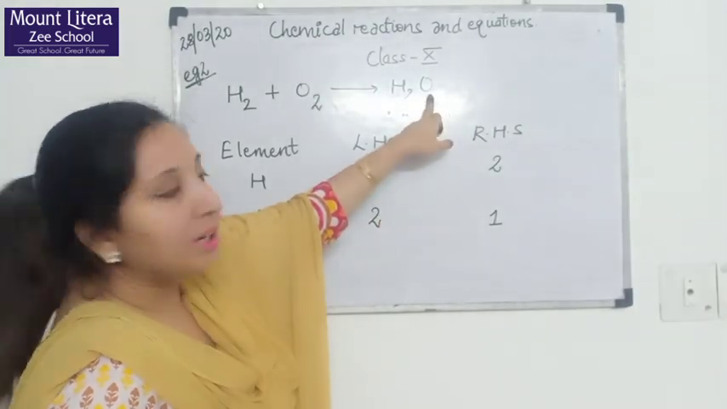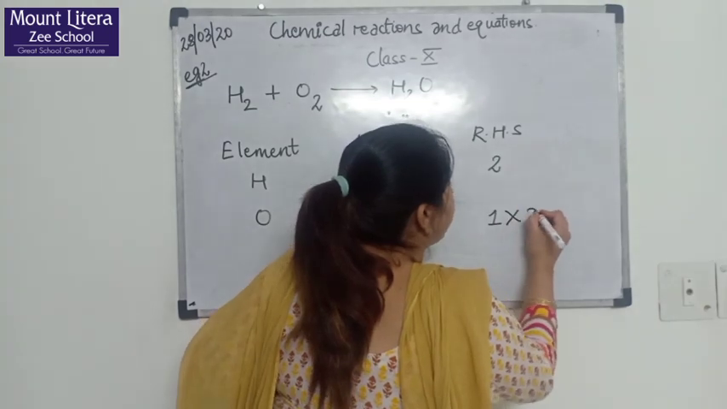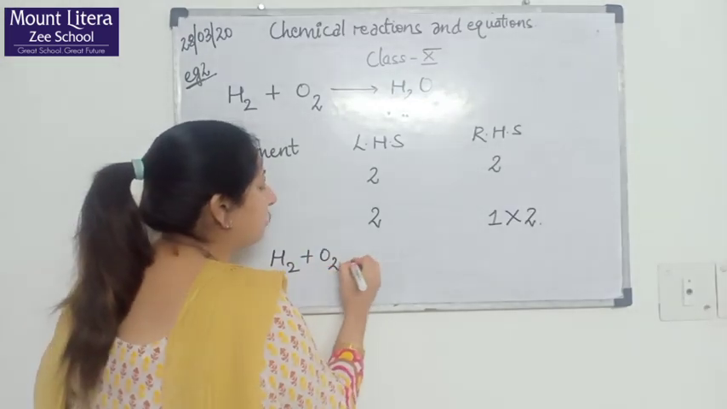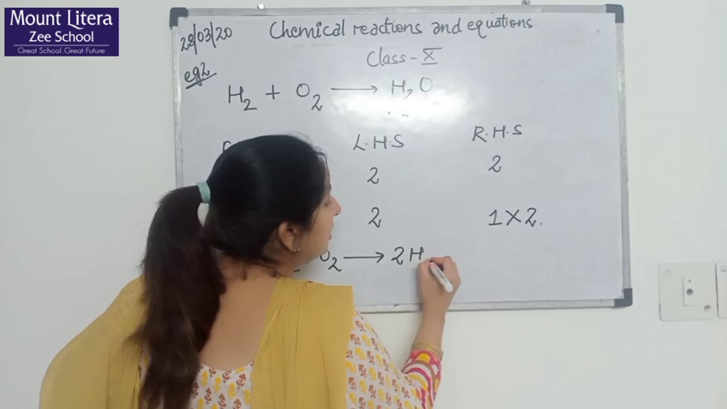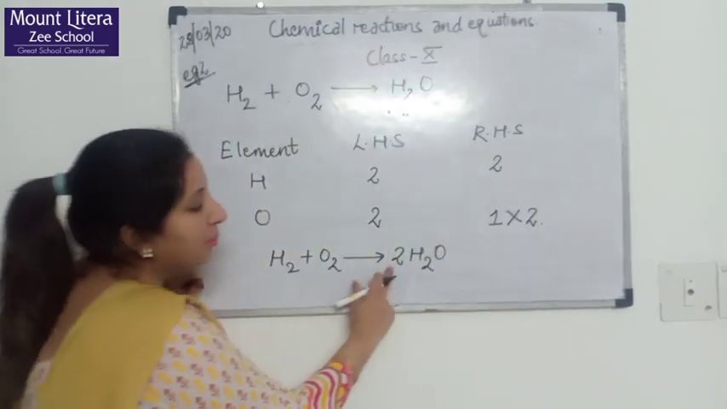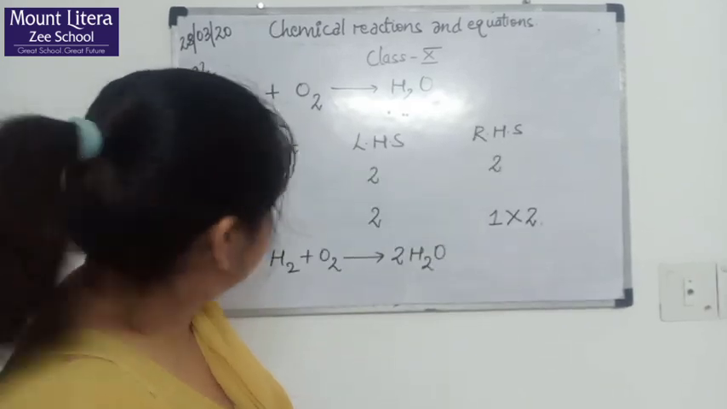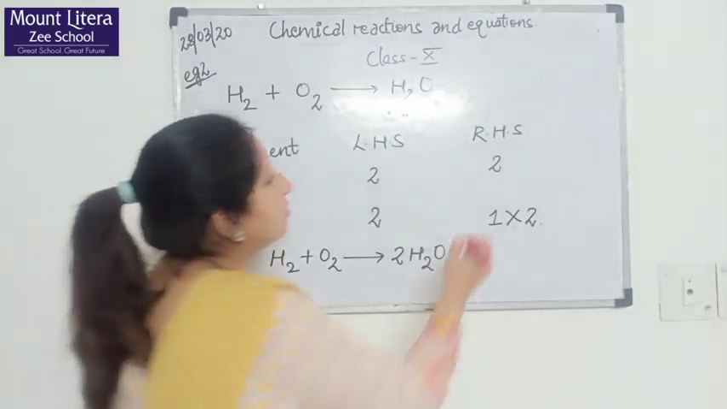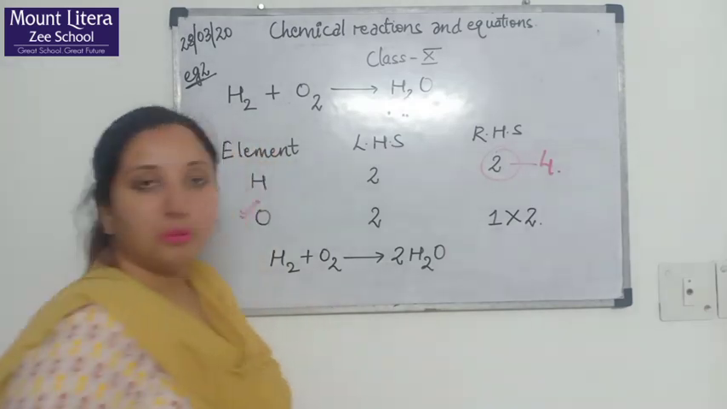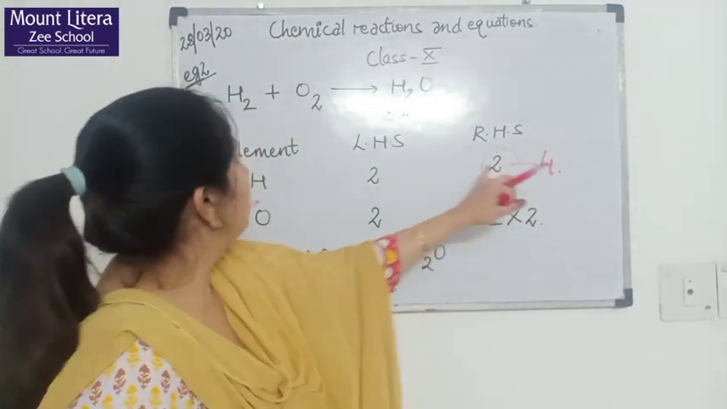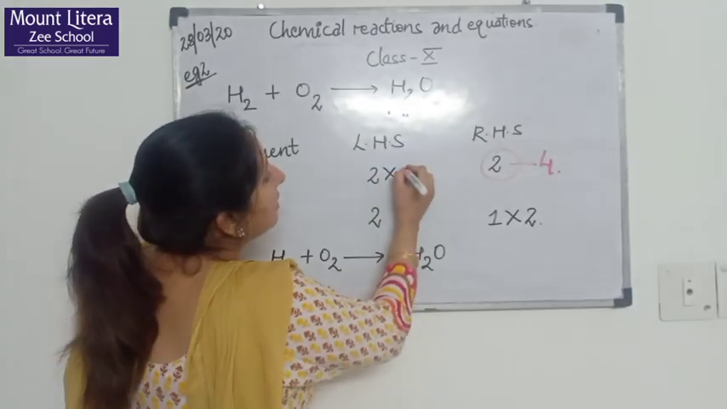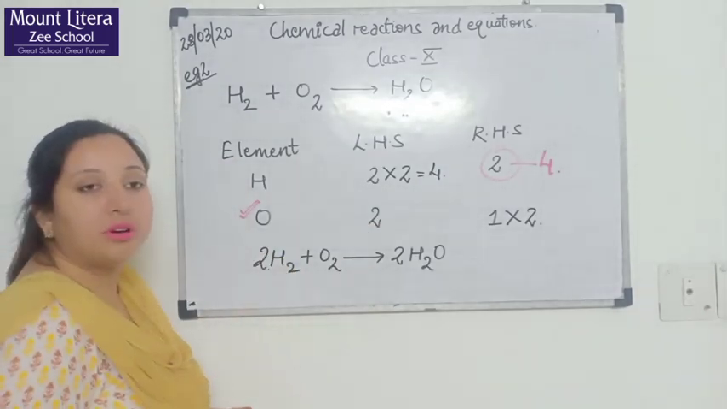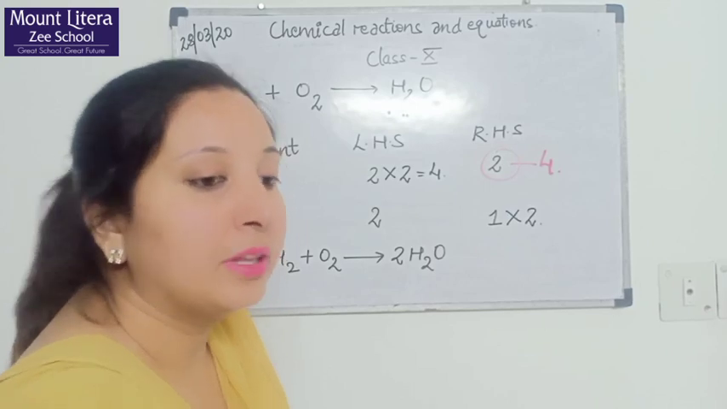To bring the oxygen to 2 on the right, we multiply the RHS by 2, which gives 2H2O. But the moment you multiply the RHS by 2, your oxygen is balanced, but your hydrogen became 4 on the right. Therefore, on the LHS we multiply the hydrogen by 2, which becomes equal to 4. So your equation has been balanced.